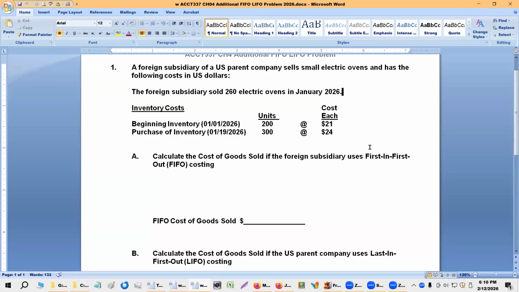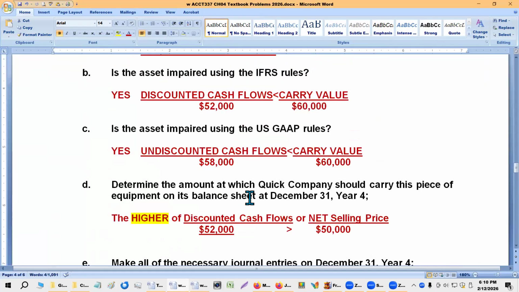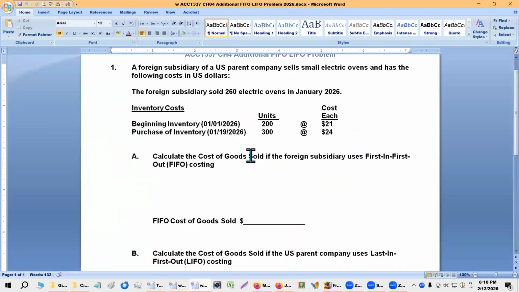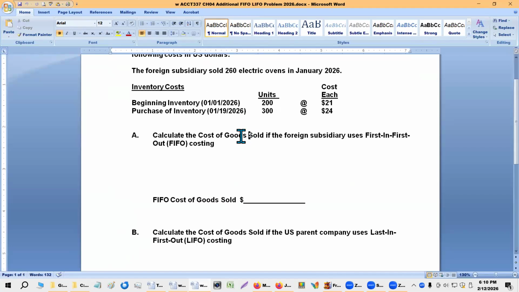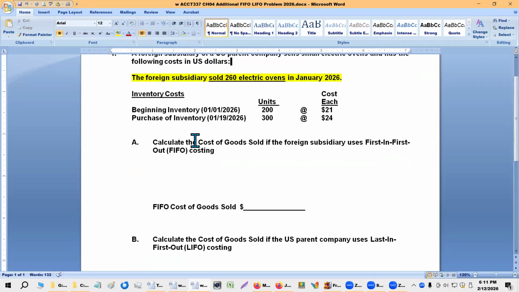Actually, before I go on, are there any questions on that first thing we did? Any questions on this thing? No? Okay. Well, let's go to this one. Okay. So we have a foreign subsidiary to a U.S. parent company. They sell electric ovens. It has the following cost in U.S. dollars. They sold 260 of these electric ovens in January. And these are the costs.